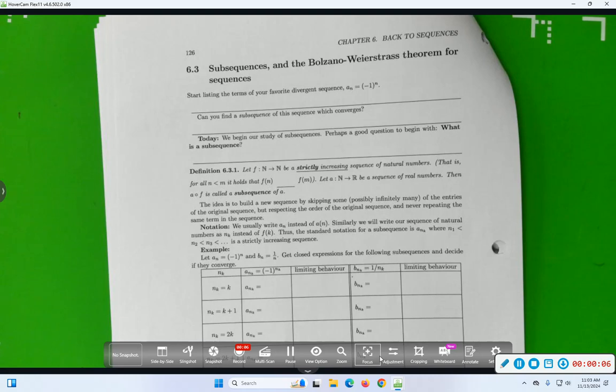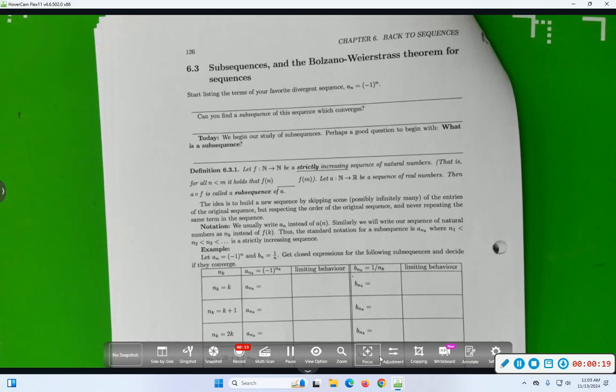Let's say some more things about sequences. And maybe we'll even begin with a few recall definitions. A sequence converges. What does that mean? Let's even give a name to the limit.